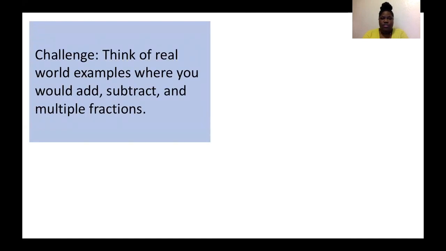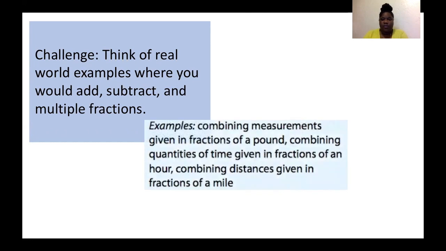So what I want you to do is I'm going to challenge you. Think about real world examples where you add, subtract, and you multiply your fractions. I'm going to give us a couple hints. When you're combining measurements given in fractions of a pound, like when you're at the grocery store, or you're combining quantities of time given in fractions of an hour, I might say, it takes me 3/4 of an hour to do laundry. It takes me 1/2 hour to cook. How long do I spend on my chores for the day? Also, when you're combining distances given in fractions of a mile. So talk to your family members about ways you combine fractions on a daily basis.